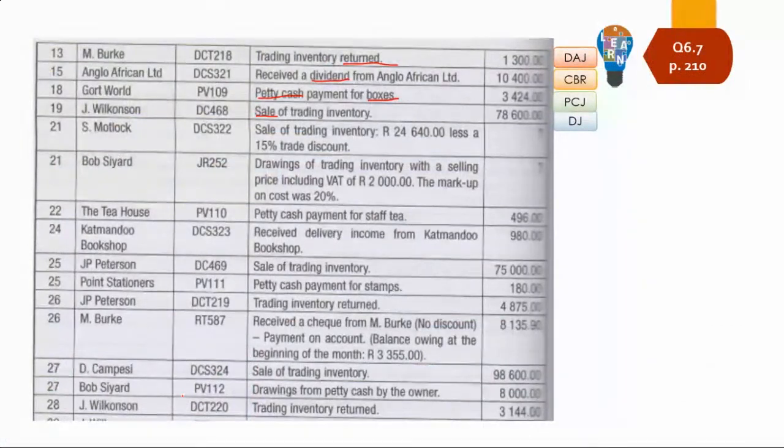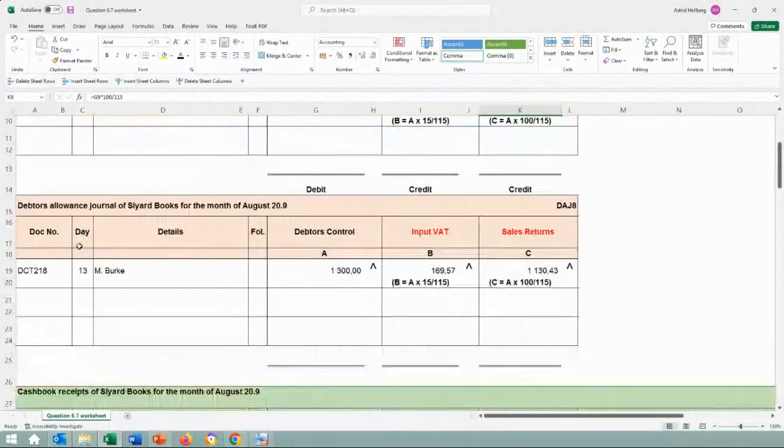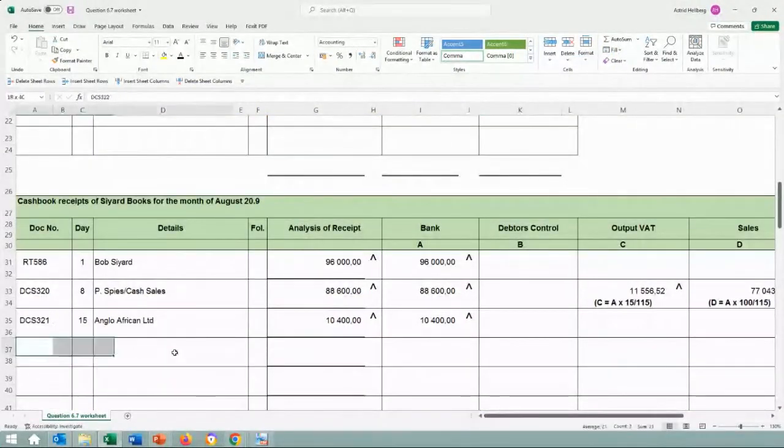Okay, then on the 21st is Motlock, sale of trading inventory. So this was a cash sale for 24,640 less a 15% trading discount. So what we'll have to do is deduct the trading discount and put it into the cash book receipts. Let's look at what you should have entered in the cash book receipts.